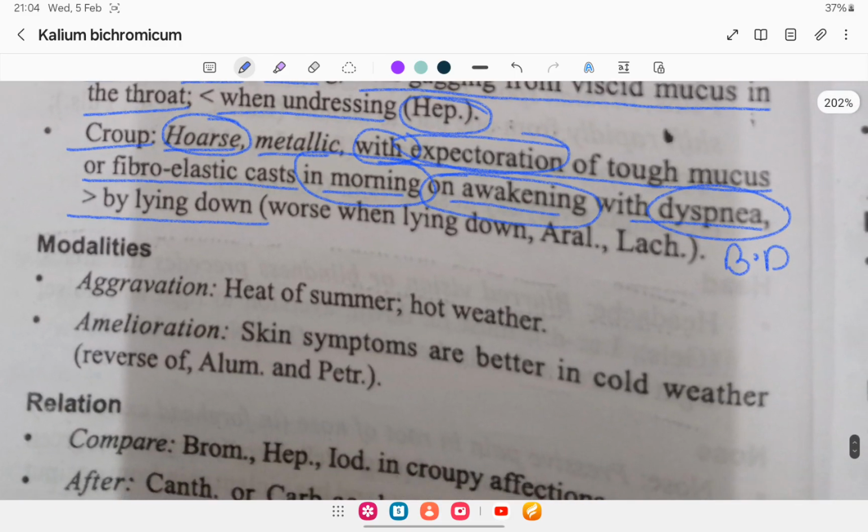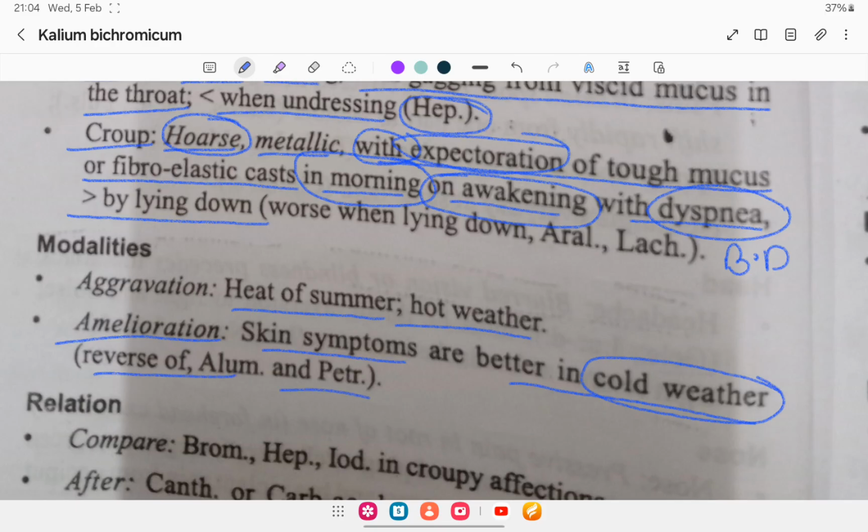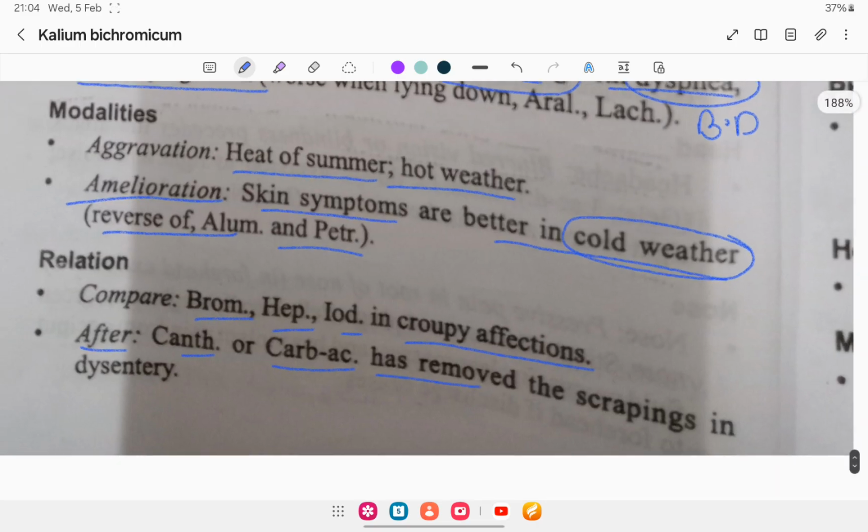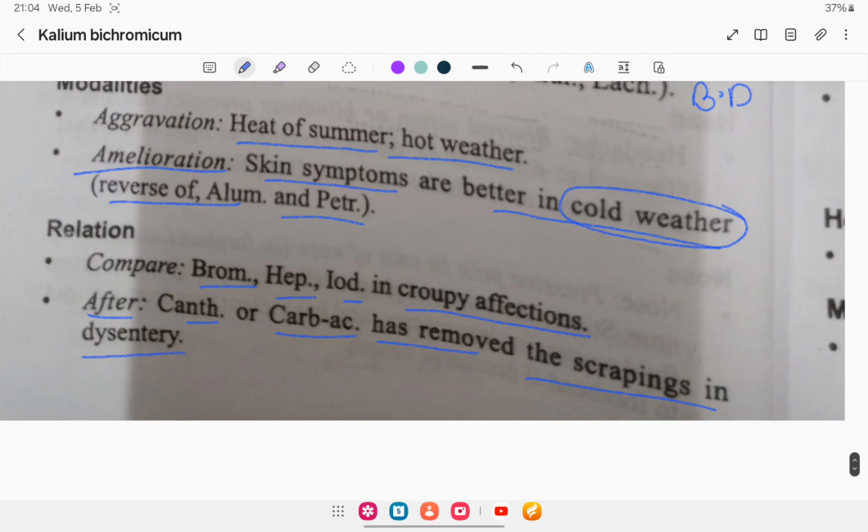About modalities: hot weather, heat of summer, hot prolapsus of uterus, beer also, amelioration after eating also. Amelioration: skin symptoms are better in cold weather, reverse of Alumina and Petroleum. Compare Bromium, Hepar sulph, Iodine in croupy affections, after Cantharis or Carbo, has removed the scrapings in dysentery.